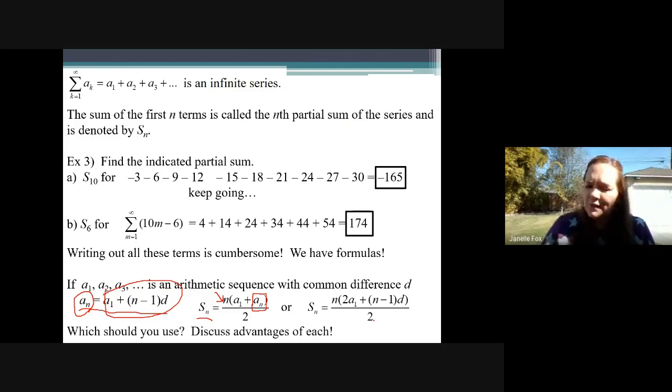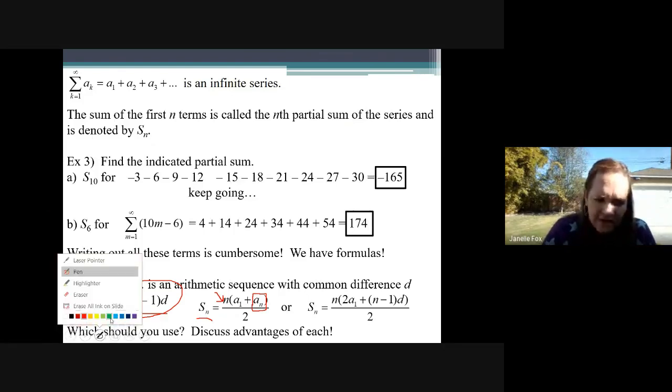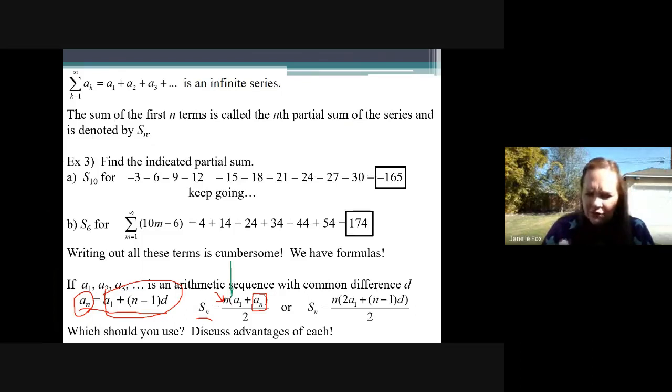So honestly, which one's better? I don't know, both of them? Sometimes it's just nice to have options. It really depends on what information they give you. If they give you a rule and you're able to easily figure out the first term and the last term, then that's the one you should use. However, if they don't give you that, maybe they just give you some of the terms, and it's easier to figure out the common difference and then just double the first term.